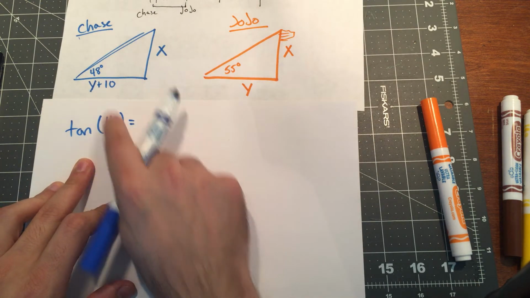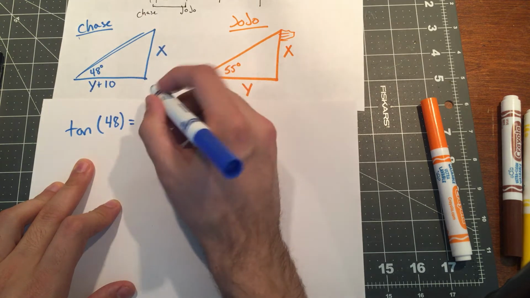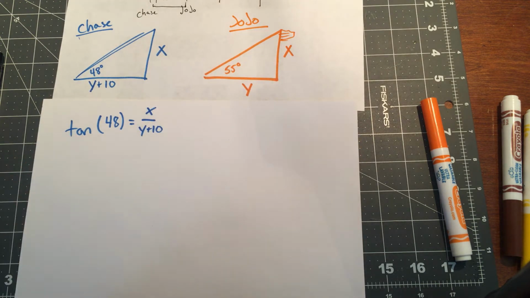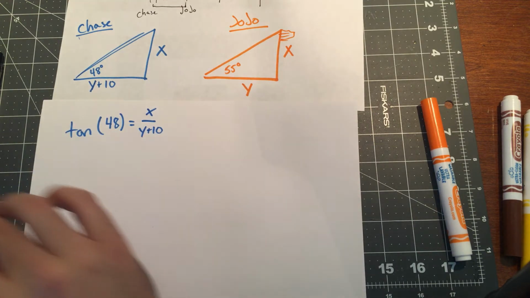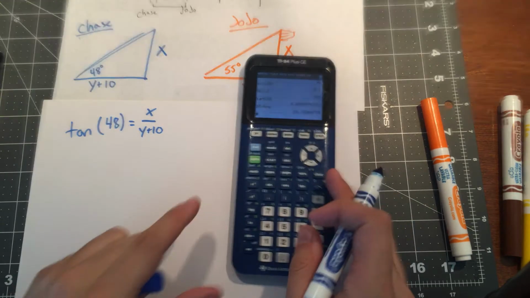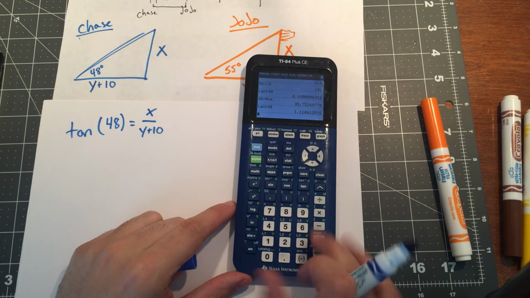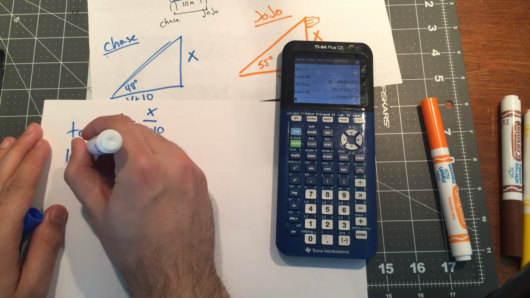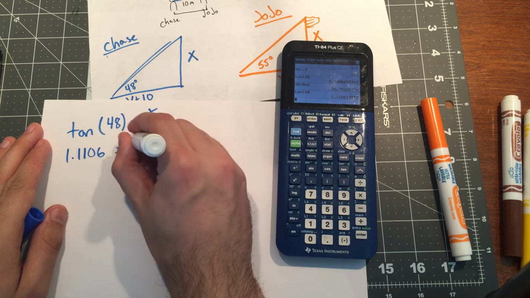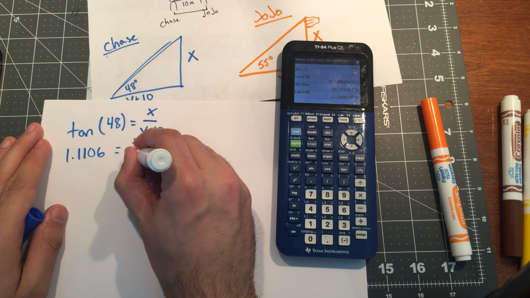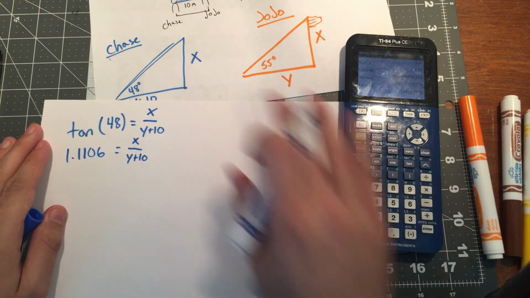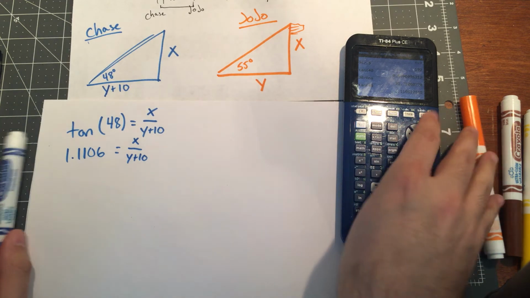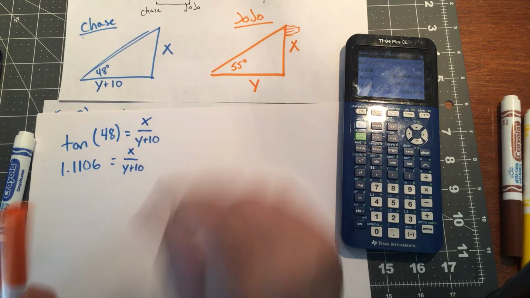The tangent of 48, opposite over adjacent, will be x over y plus 10. I'll turn that into a decimal while I'm here. So either on your calculator or with your sheet, you can turn that into a decimal. 1.1106 equals x over y plus 10. Okay? That is this triangle. Working in blue on that side. And then I'll work in orange over here.